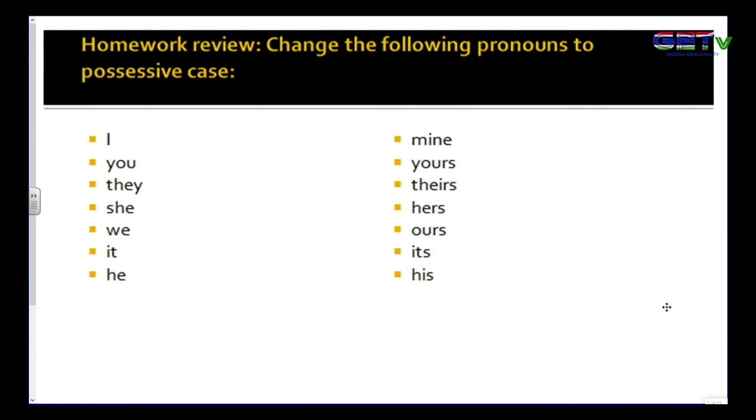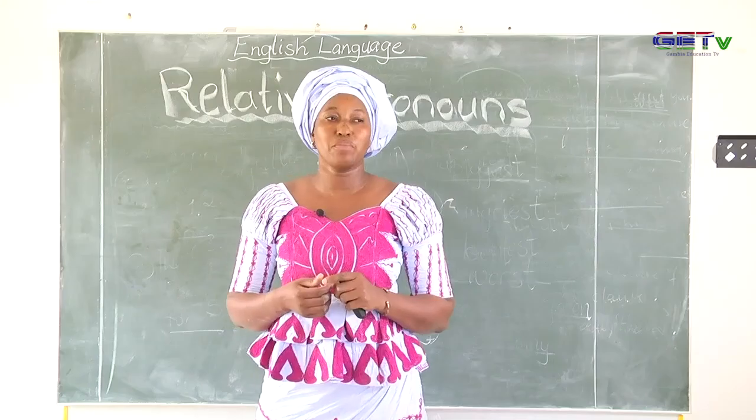We say I. To possessive case, it is mine. You, yours. They, theirs. She, hers. We, ours. It, its. He, his. And that is the correction for the homework. You can compare your answers with mine.